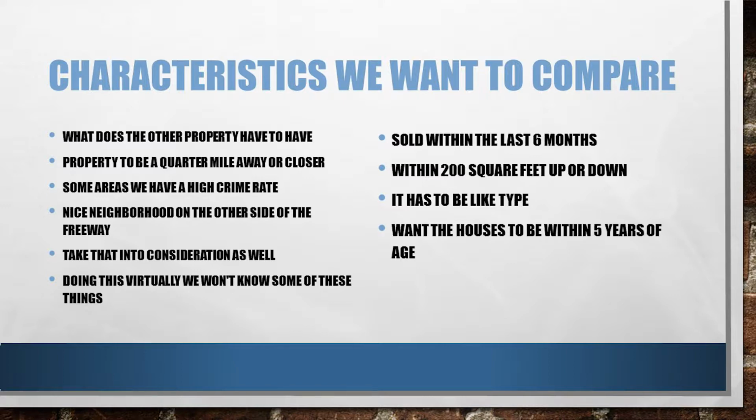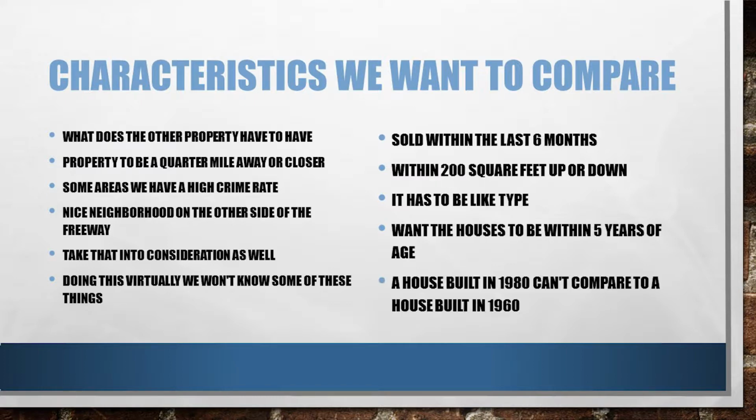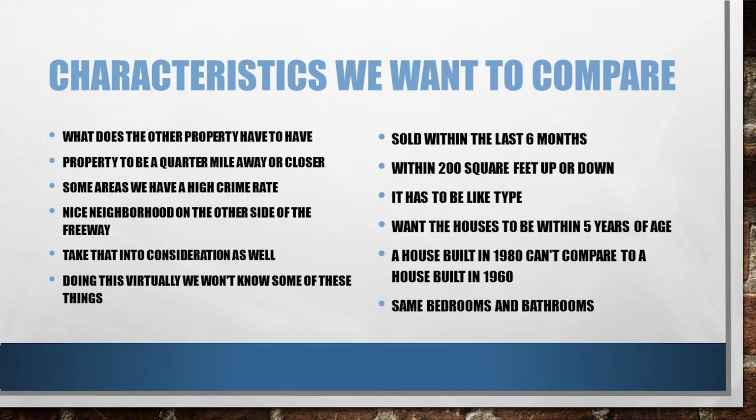I also want the houses to be within 5 years of age of one another. So if my little 1,000 square foot house, 2-bedroom, 1-bath, was built in 1960, only houses that were built between 1955 and 1965 will I use as comparables, because a house built in 1980 can't compare to a house that was built in 1960. So try to do 5 years of age up and down. And then you've got to stay same bedrooms, bathrooms. Sometimes you can't. That's a little harder. But if you can, try real hard.